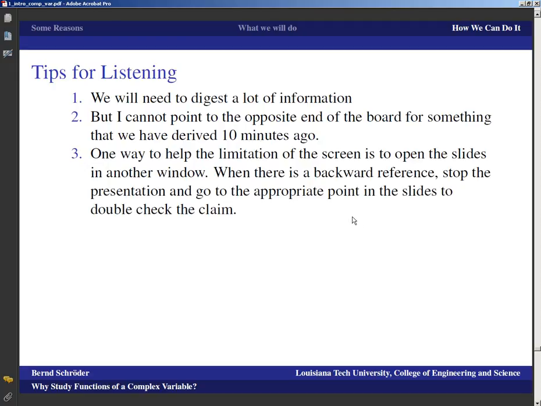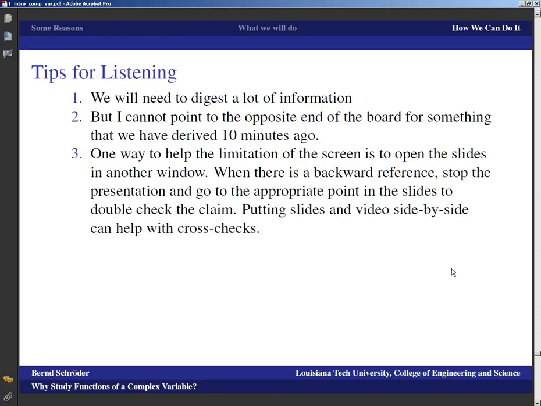so when there is a backward reference, really stop the presentation, go to the appropriate point in the slides to double check the claim. That is analogous to mathematical reading. As you read the text for this class, you will also find yourself frequently flipping back to double check things in the book, and that is entirely normal as you're reading advanced mathematics. Go ahead and do it as necessary.